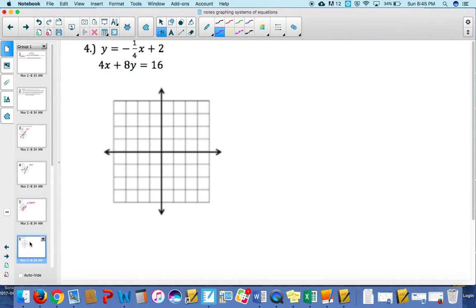And on to example number 4. In example number 4, we have one equation like we've just been working with in slope-intercept form. Our second equation here is in standard form, so we're going to graph it using intercepts. I would like you to go ahead and hit pause again at this point and graph both of these lines. When you're done, hit play, and we'll see how you did.